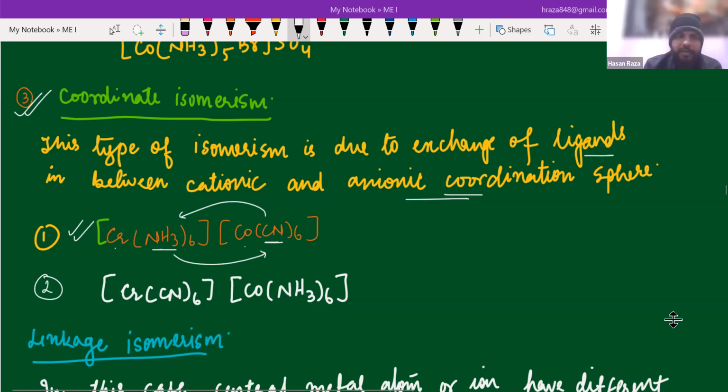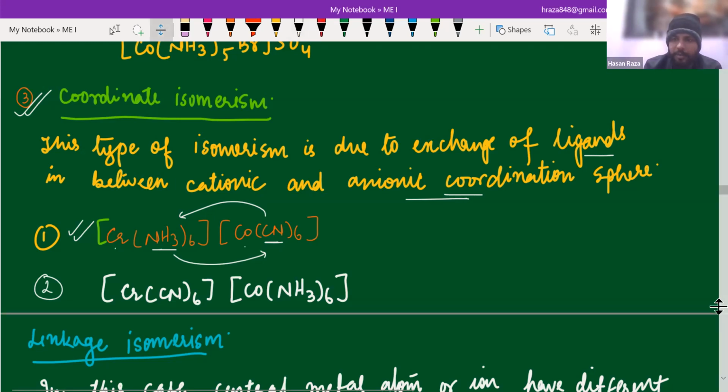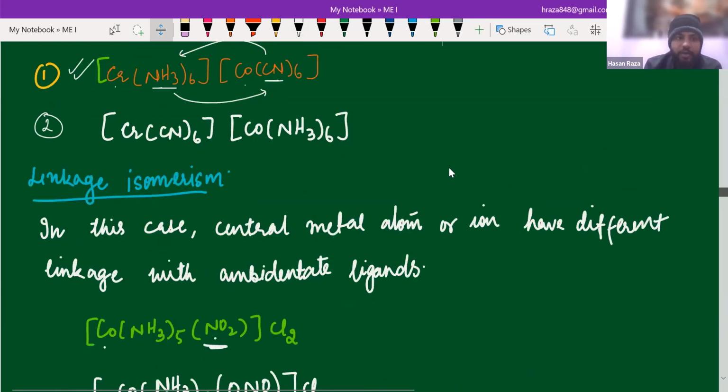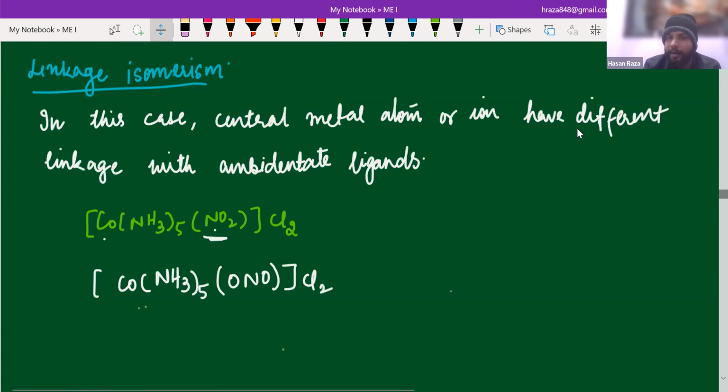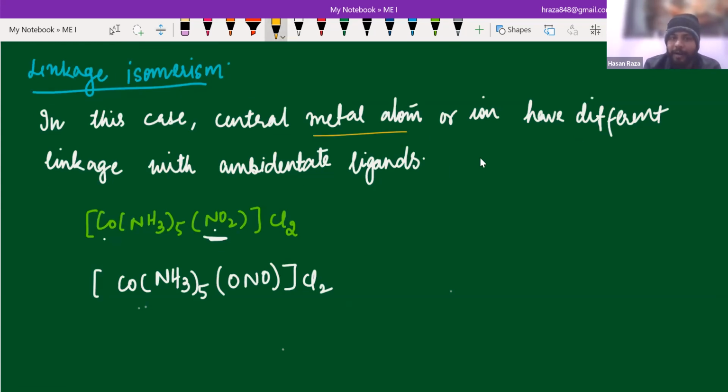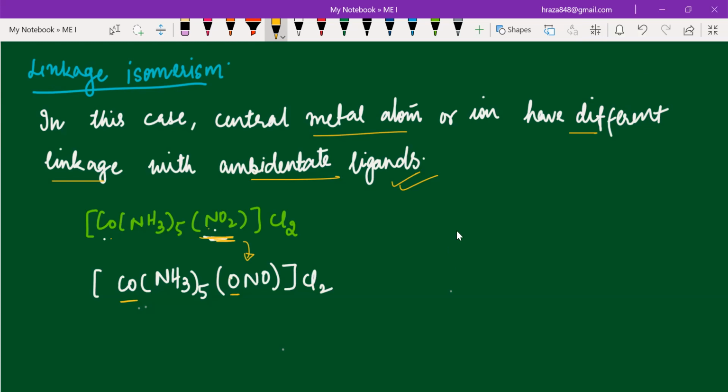Done. Now the next is linkage isomerism, and linkage isomerism is only for your ambidentate ligands. As you can see in this case, the central metal atom or ion has different linkage with ambidentate ligands. So basically NO2, that means the linkage is from N to central atom, but NO2 can be written as ONO. That means the linkage is between O and central atom. All the parts are same, only this part will be different. Are you getting my point? Yes, sir. So please do write it.